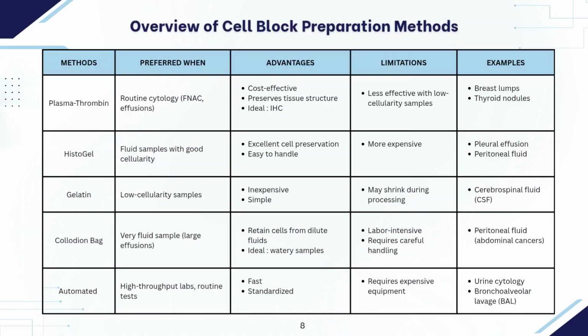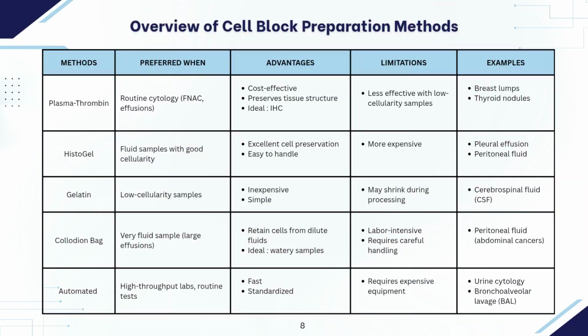Next, the histogel method is a modified agar used for fluid samples with good cellularity. It preserves cells well and is easier to handle than regular agar. However, it can be more expensive. It's commonly used for pleural effusion or peritoneal fluids with good cellular content.